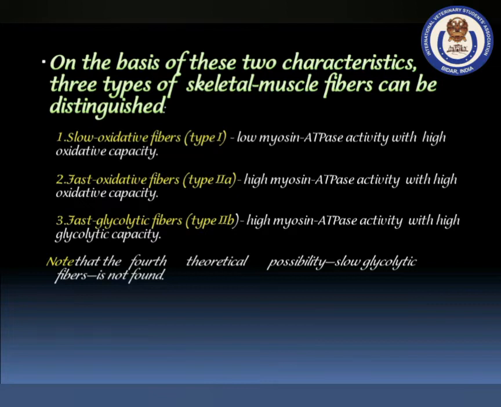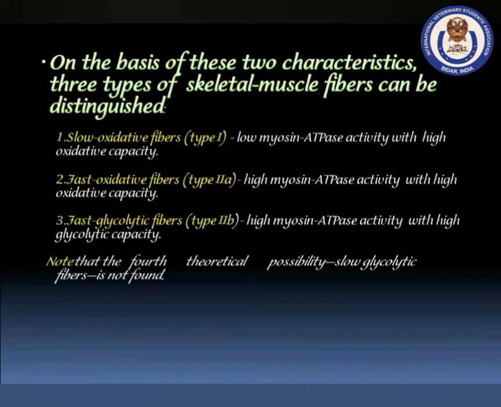The first one is slow oxidative fibers, that is type 1, which have low myosin ATPase activity with high oxidative capacity. Now what's oxidative capacity? It's the measure of the muscle's maximal capacity to use oxygen, in microliters of oxygen consumed per gram of muscle per hour. It's nothing but the oxygen used by the muscle per gram per hour. And muscle fibers which have high oxidative capacity are more energetic.